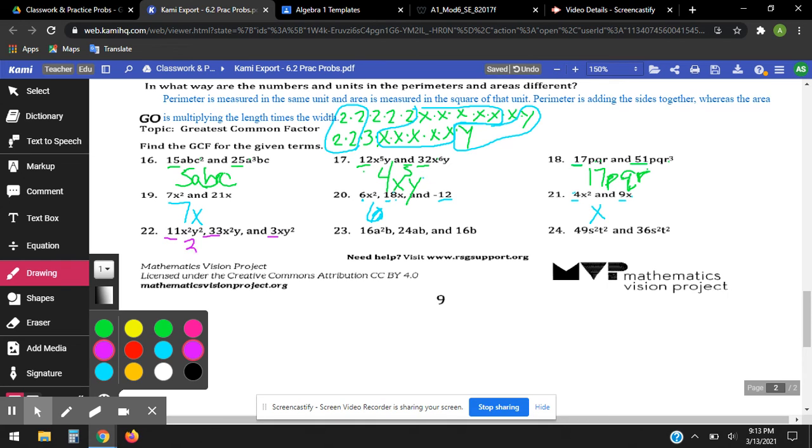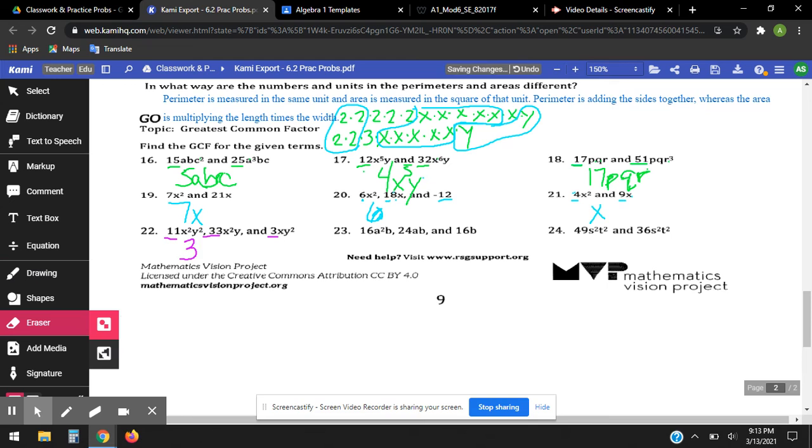All right, my last one, 11, 33, and 3. Oh, 3, nope, 3 doesn't go into 11. So there's no numbers that work. So let's just look at the letters. I have two x's, two x's, one x. Well, I can get one x. Two y's, one y, two y's. I can get one y. There we go. That's all they have in common.